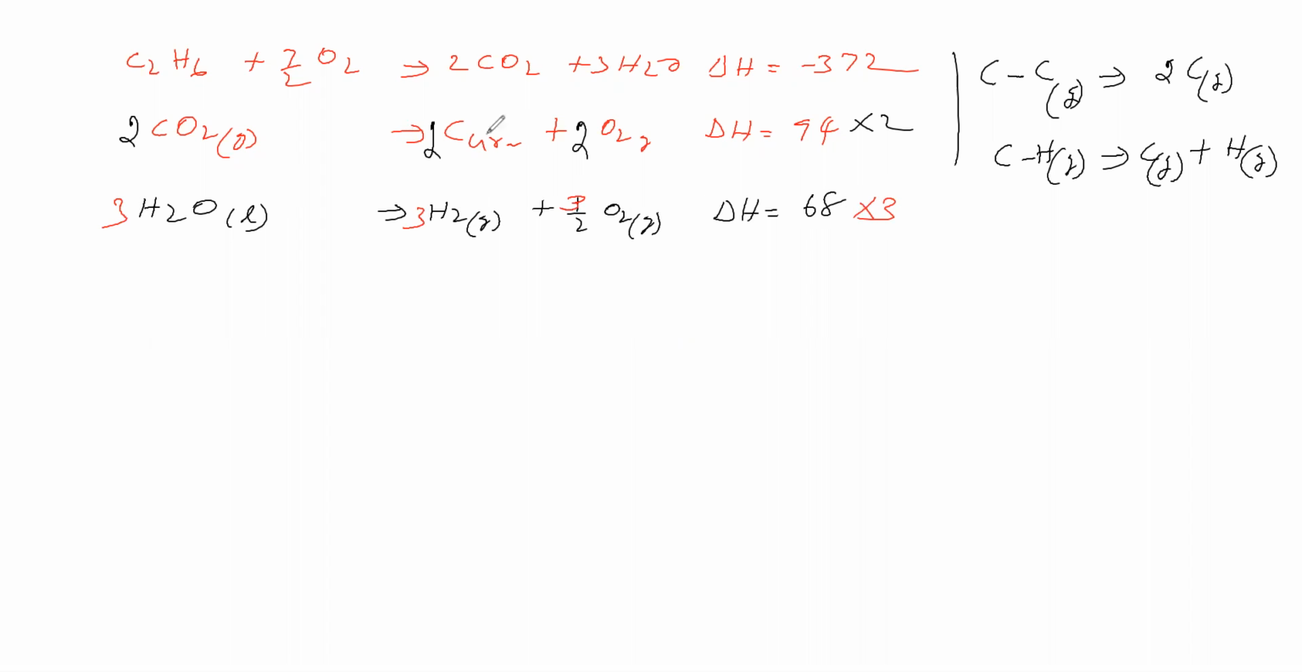Next, here graphite is there. Carbon graphite is there, but we want carbon atom in gaseous state. So make this graphite cancel.